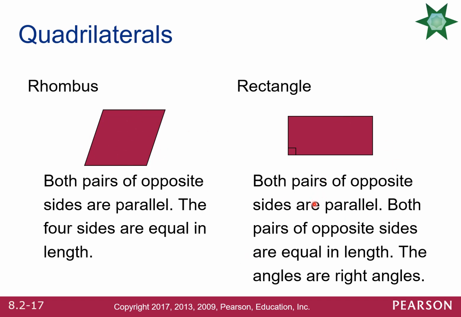For a rectangle, both pairs of opposite sides are parallel. Both pairs of opposite sides are equal in length. The angles are right angles. So what that means is that the angles are all right angles. Then the opposite sides are of equal length, and the opposite sides are also parallel.